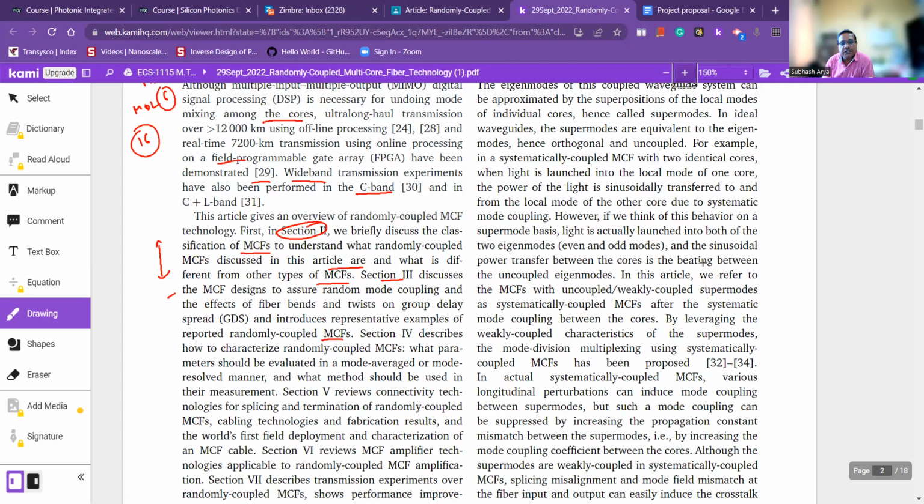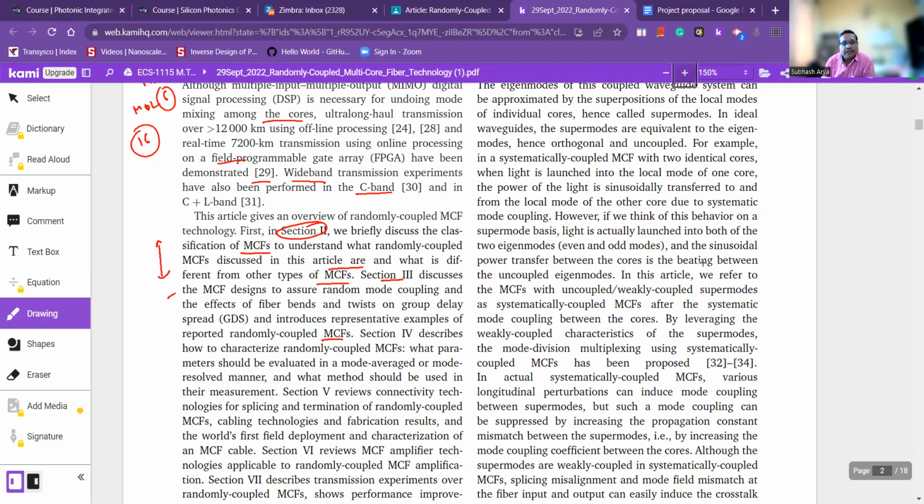So now, how to achieve this random coupling in multi-core fiber? What are the methods? How to design? That aspect has been given in section 3. So section 2 describes what multi-core fiber is and what the different types are: classification, definition, and types. Section 3 discusses the design aspect.